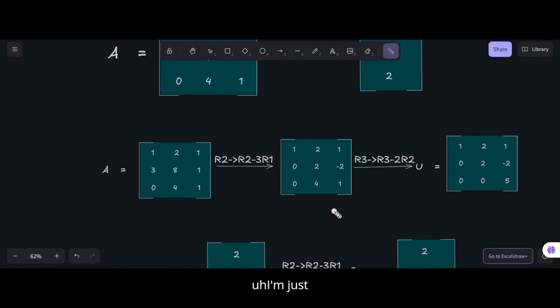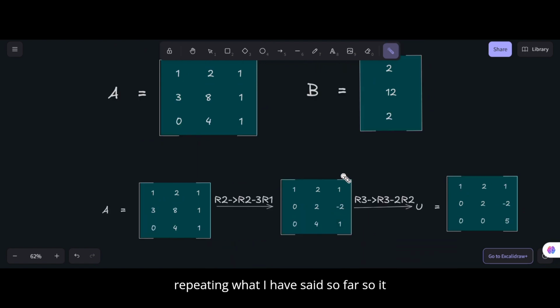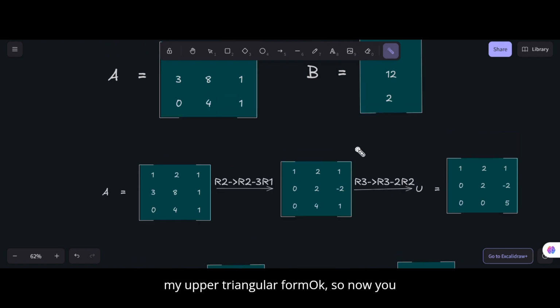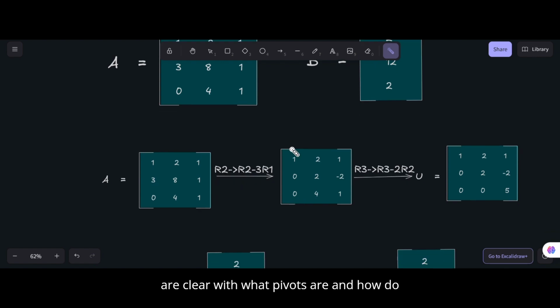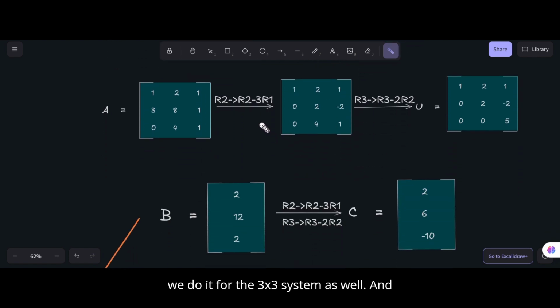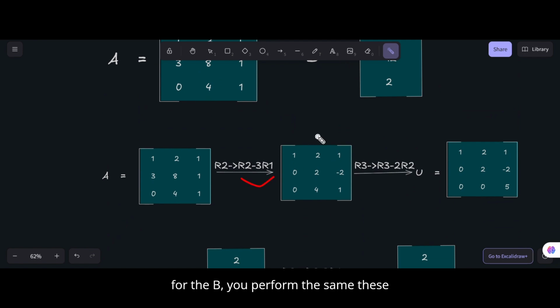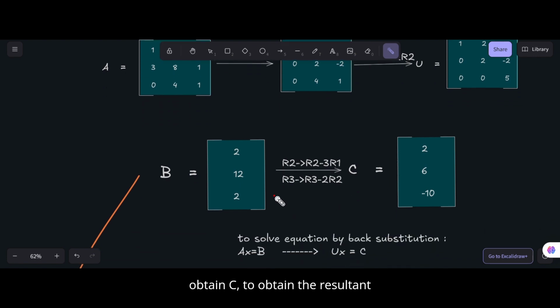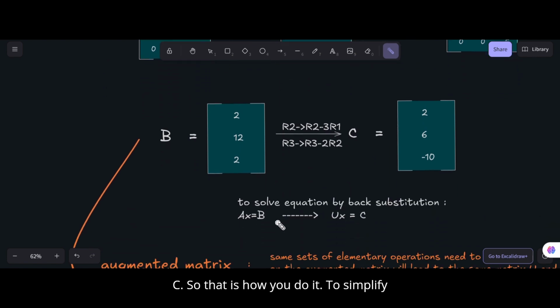I'm just repeating what I have said so far, so it becomes clearer for the 3 by 3 system as well. This is the operation I perform, and now I have gotten my upper triangular form. This is my upper triangular matrix, because all the entries below the diagonal are 0. So now you are clear with what pivots are and how we do it for the 3 by 3 system as well. And for the B, you perform the same operations on the B column to obtain the resultant C. So that is how you do it.